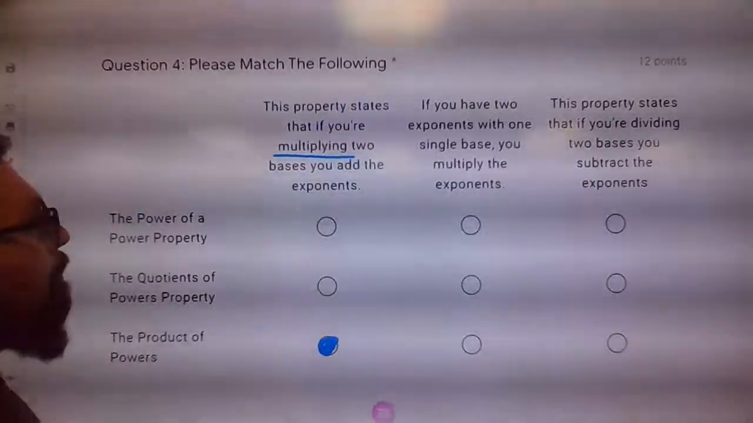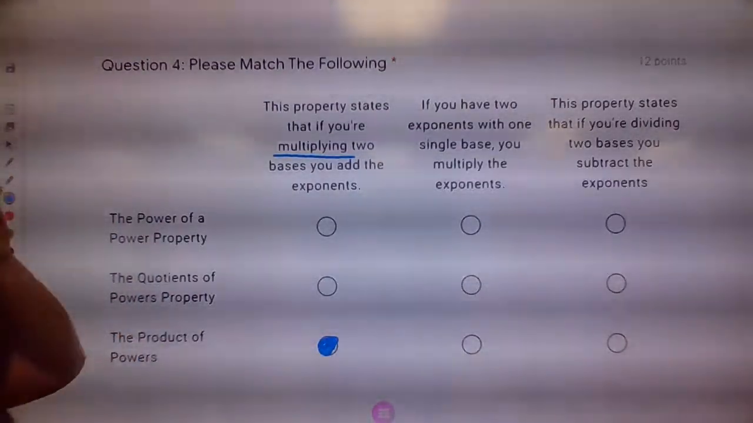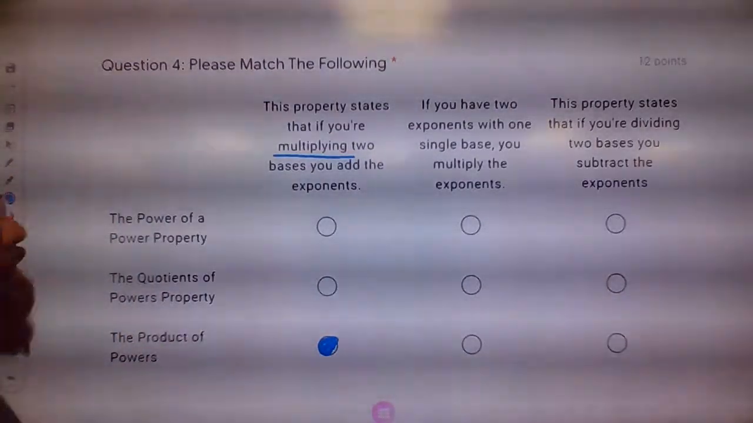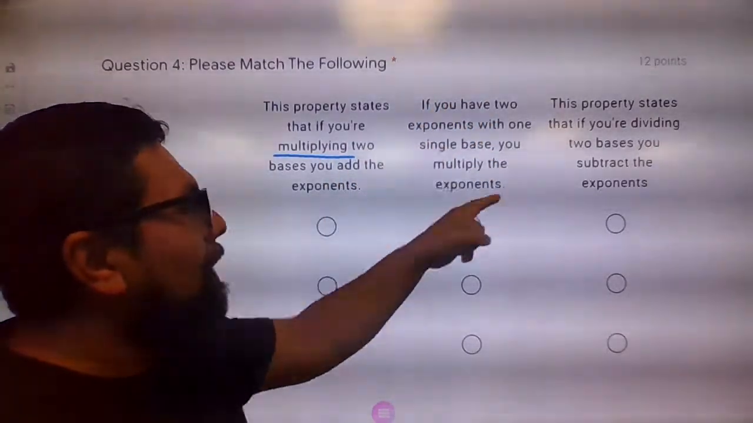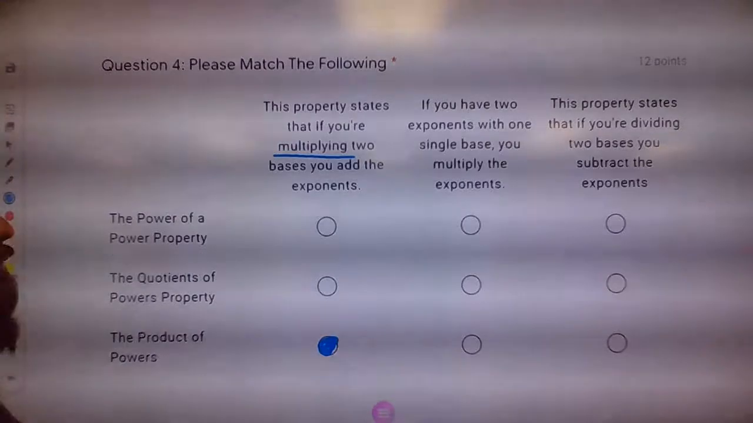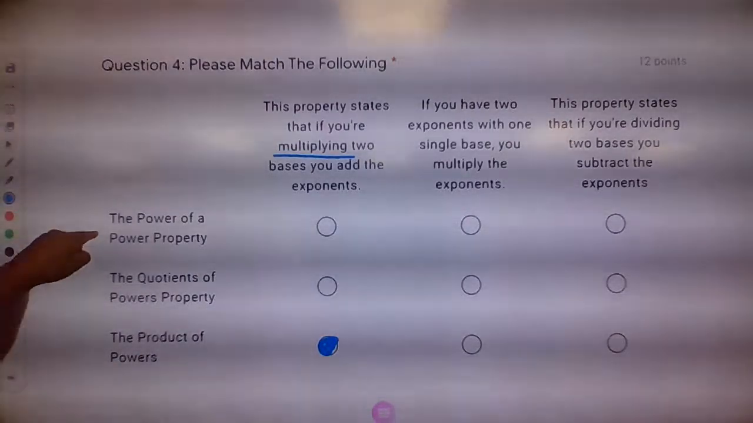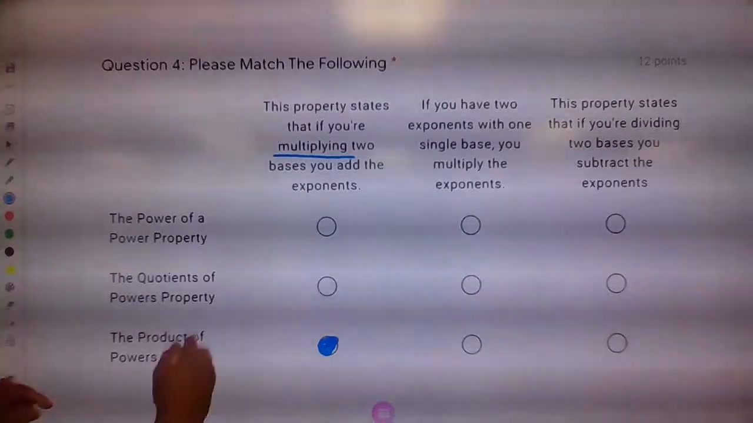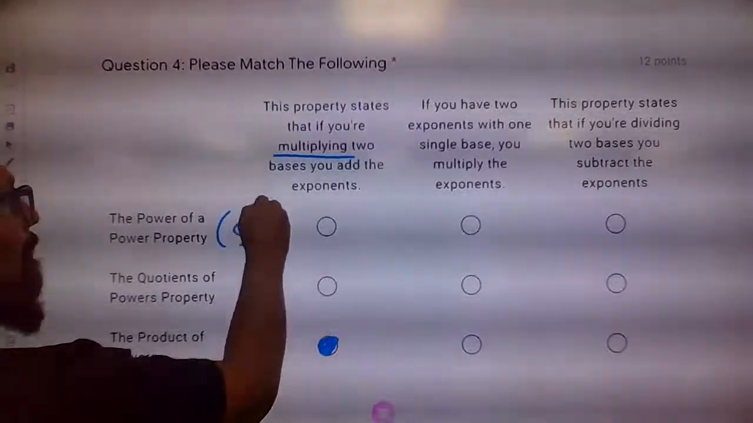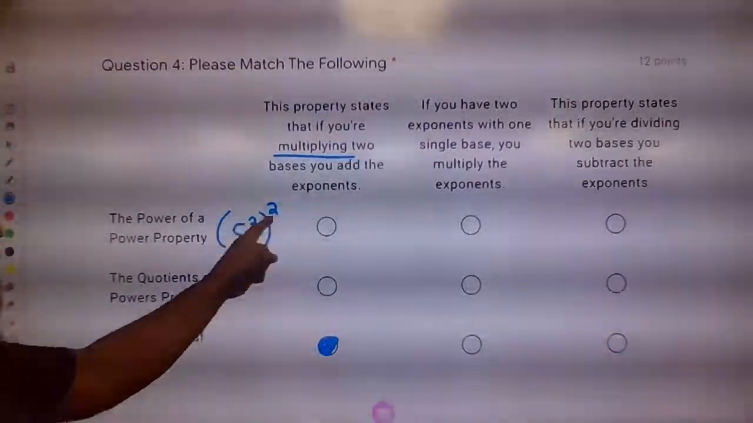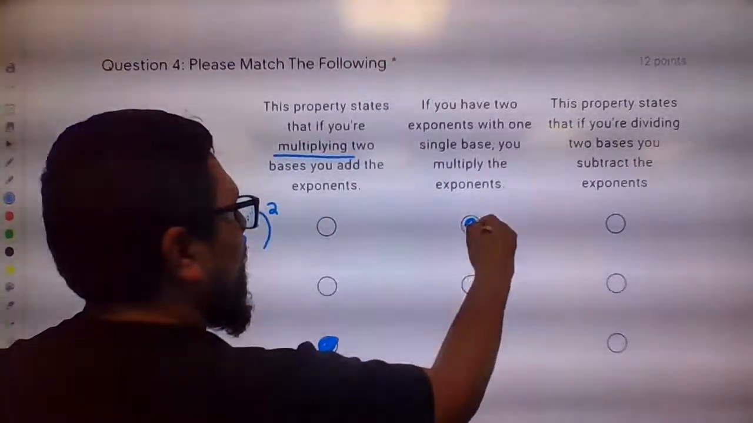Next one: if you have two exponents with one single base, you multiply the exponents. So it's got to be one of these. It's the power of a power. Remember the power of a power? That's the one where it's like this. You multiply the exponents. So for this answer, it's right here.